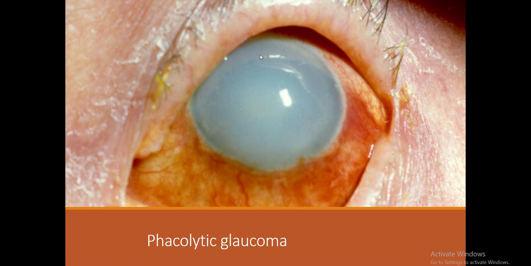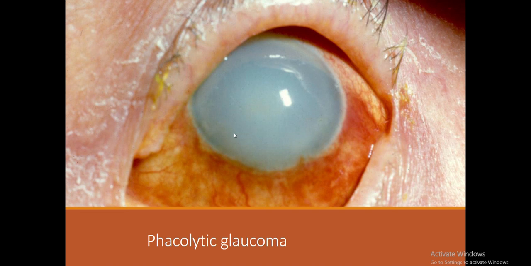So there's a lot of reaction in the eye. This is a phacolytic glaucoma. So in both the cases, you need to remove the lens. Any lens induced glaucoma calls for intervention. In phacolytic glaucoma, it is enough if you do a cataract extraction, wash the anterior chamber angle very well, and put in an intraocular lens.